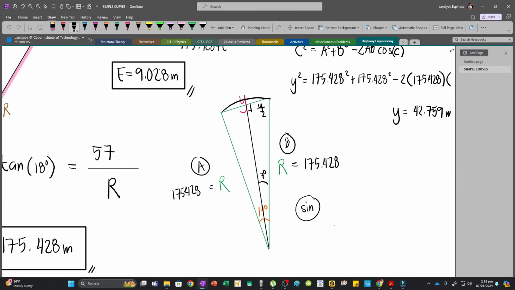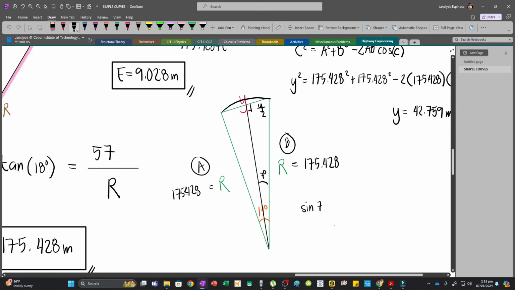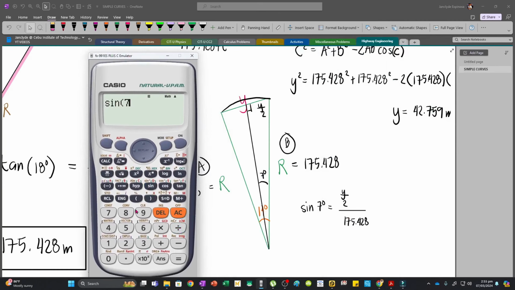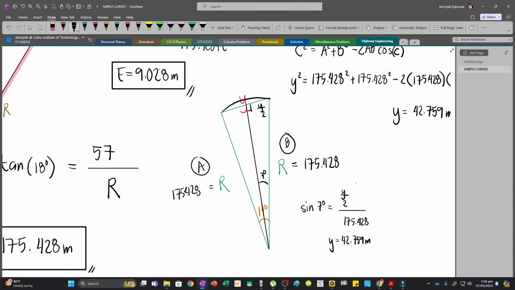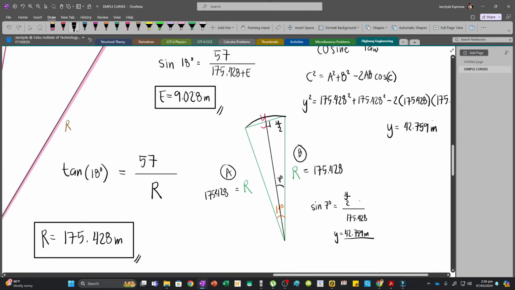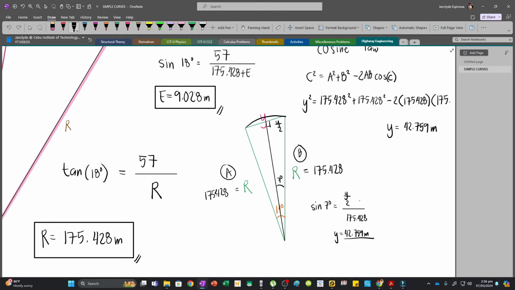Using sine, we have sine of 7 degrees is equal to y over 2 divided by the hypotenuse, which is the radius, 175.428. So sine 7 is equal to y over 2 divided by 175.428. Solving y, we have 42.759. Notice that this is the same as this one. It's up to you which one you want to use. However, I'm showing you both so that you will be able to evaluate what's better.